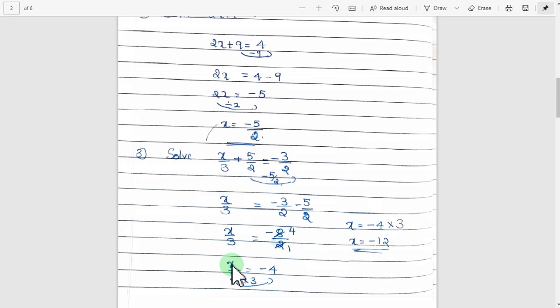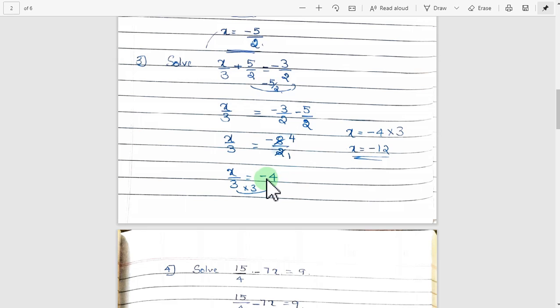So what we got here is x by 3 is equal to minus 4, but still we didn't get the value of x. Now we have to take 3 to the other side. In between x and 3 is a division sign, so when you take it to the other side, it becomes multiplication. So x is equal to minus 4 into 3. Minus 4 into 3 is minus 12. Minus 12 is the answer.